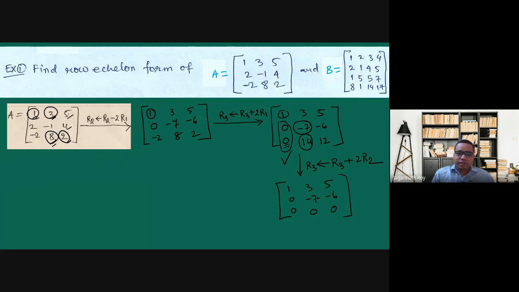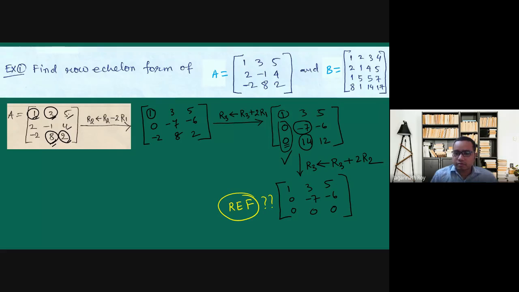So here we are getting a 0 row. So this is not linearly independent. In other words, okay. Now we check whether we have arrived at the row echelon form or not.